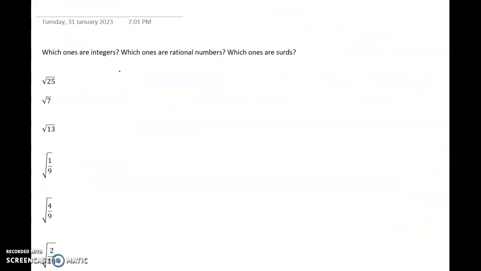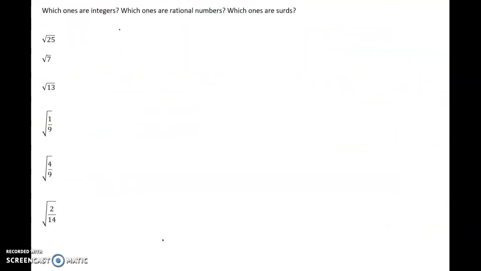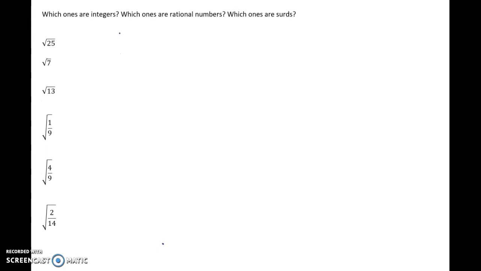Okay, right, let's have a look at a few for you to try, and we're going to move up to doing some work with fractions. So take a look at these, pause the video here, and just try and simplify where you can, and then decide which ones are integers, which ones are rational numbers, and which ones really are surds. So this one's 5, that can be simplified. That one we can't, that one we can't.